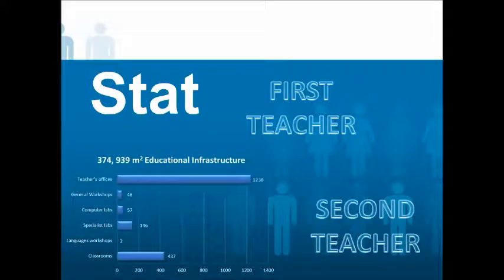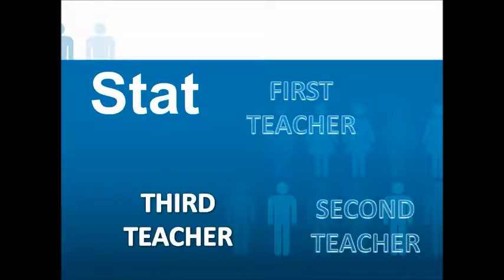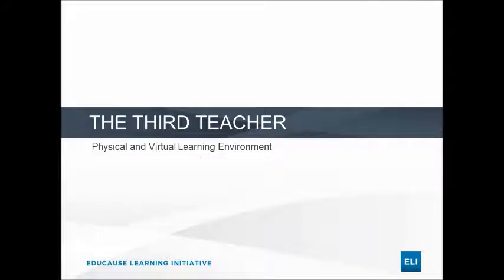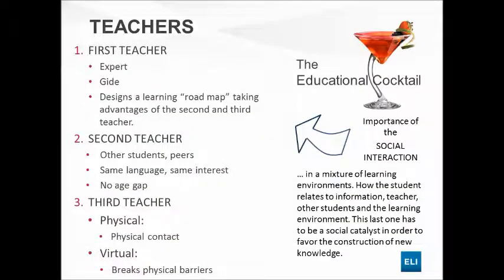There are almost 375,000 square meters of educational infrastructure. This is called the third teacher. This third teacher is physical and virtual. Summarizing what we have said, the first teacher is the expert, the guide, the one that designs a learning road path, taking advantage of the second and third teacher.